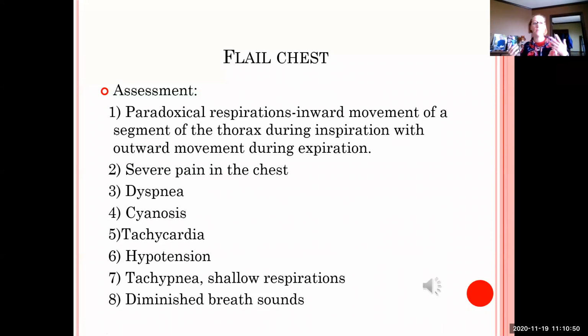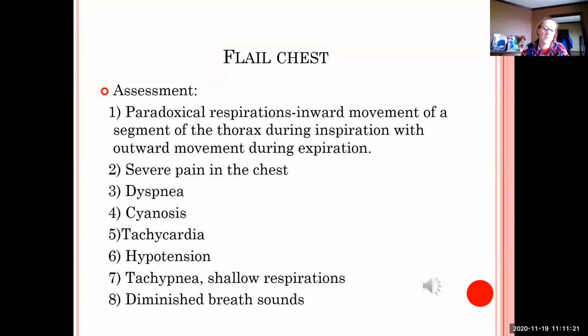With your flail chest, the biggest indicator is paradoxical respirations, where they have the inward movement of the segment of the thorax during inspiration and outward movement during expiration. So it's like the opposite of what normally occurs, because we know when you take deep breaths, your chest should expand. Well, in those areas where the flail chest is occurring, instead it's kind of being sucked in. So that's the biggest indicator of determining flail chest.